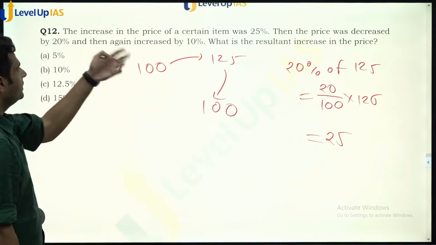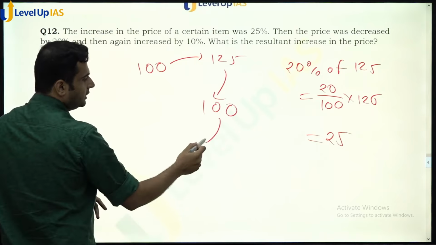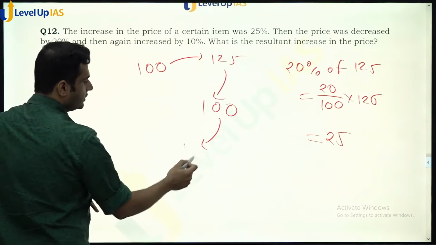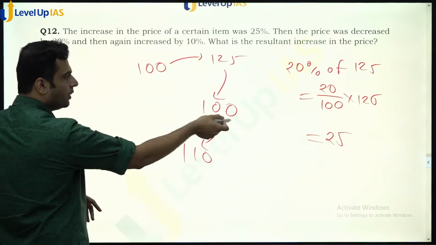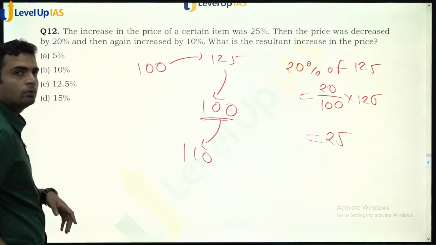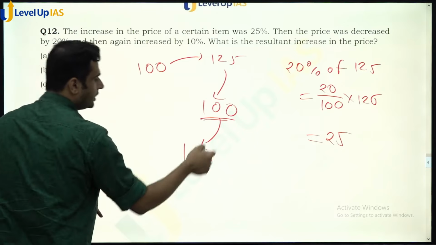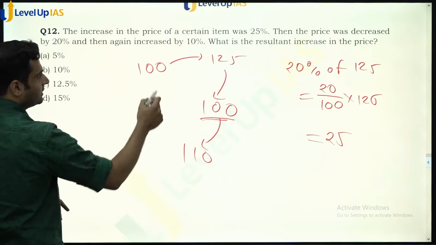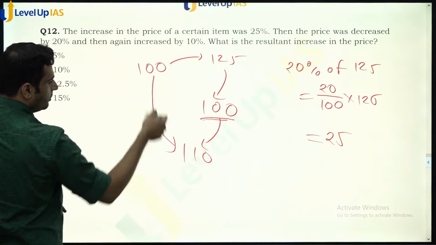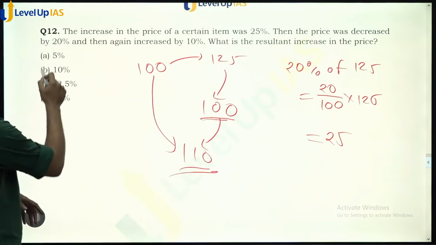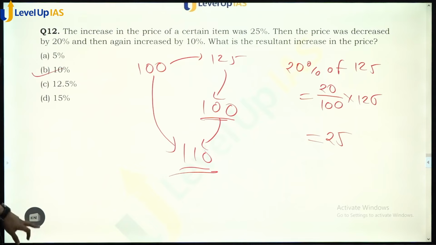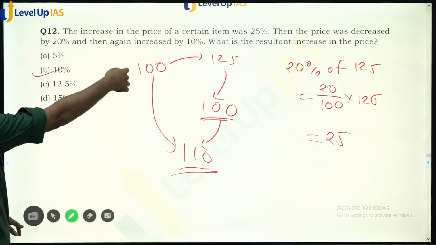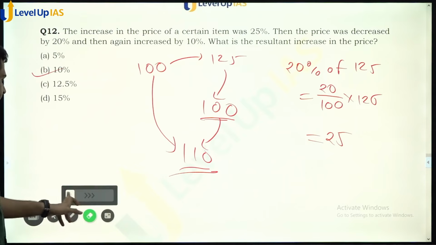And now there is an increase of 10%. Increase of 10% on 100, which is basically what we have got here. So it will go to 110. So from here we came to 110. So what is the net increase? From here to here, from 100 it became 110. So the increase is 10%. If you begin with 100, it becomes very easy.